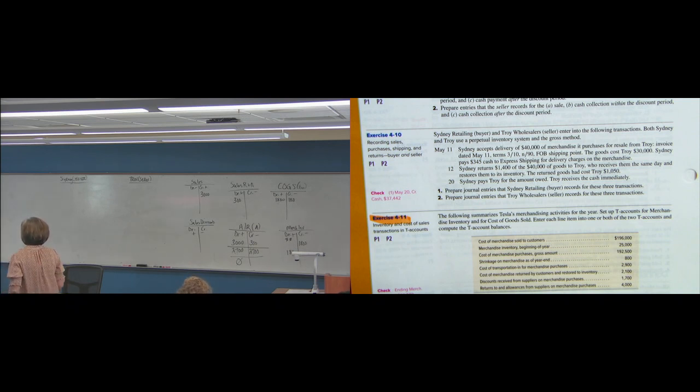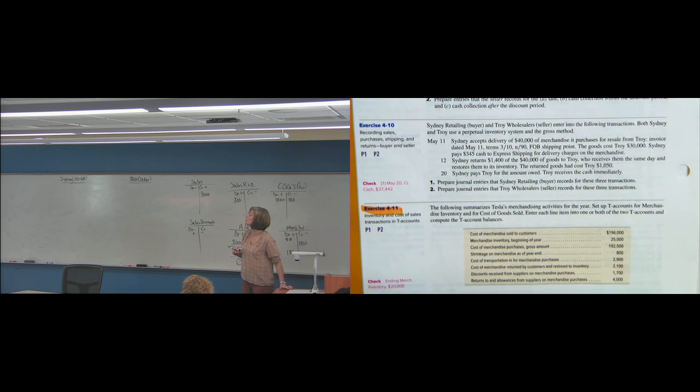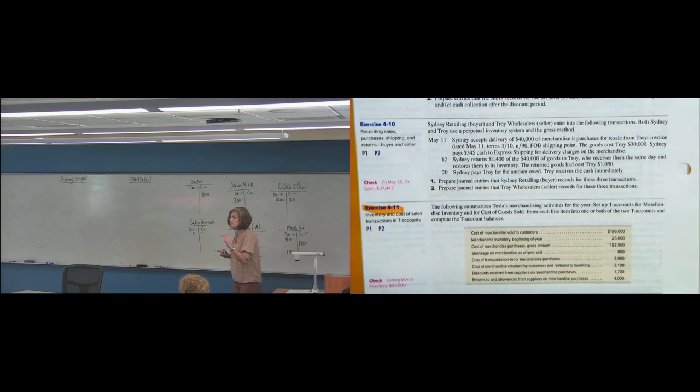So Sydney accepts delivery of $40,000 of merchandise. It purchases, just another word for buy, right? It purchases for resale. In other words, Sydney's buying this stuff to turn around and sell it eventually, from Troy. Invoice dated May 11th, terms 3/10, net 90, FOB shipping point.